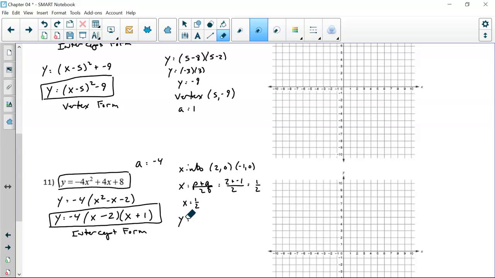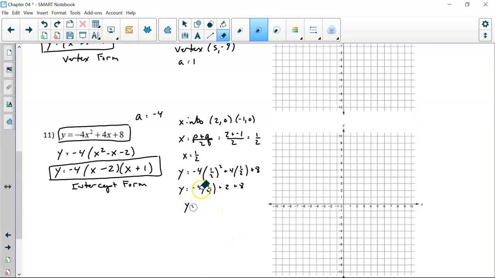Now y equals negative 4 times 1/2 squared. I'm going to go back to the original, plus 4 times 1/2 plus 8. So it's negative 4 times 1/4, plus 4 times 1/2 is 2, plus 8. So y equals negative 1 plus 2 plus 8. So y equals 9. So the vertex is at (1/2, 9).